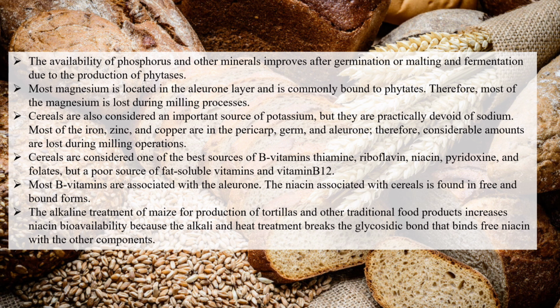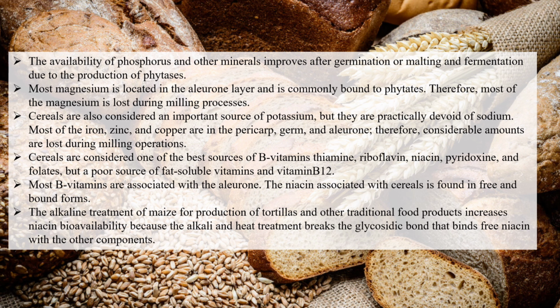Most magnesium is located in the aleurone layer and is commonly bound to phytates. Therefore, most of the magnesium is lost during milling processes. Cereals are also considered an important source of potassium, but they are practically devoid of sodium. Most of the iron, zinc, and copper are in the pericarp, germ, and aleurone, and therefore considerable amounts are lost during milling operations.